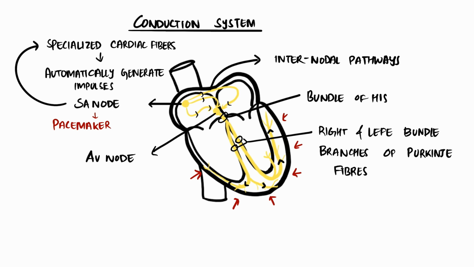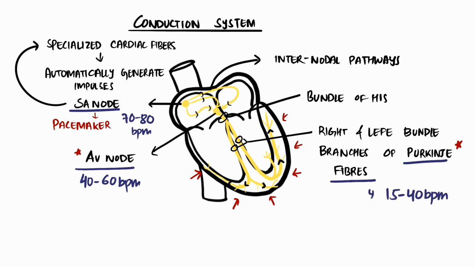However, the only difference among the SA node, AV node, and Purkinje fibers as pacemakers is the discharge rate of these impulses. The normal rate of the sinus node is 70 to 80 times per minute, whereas for the AV node it is 40 to 60 times per minute, and Purkinje fibers discharge at 15 to 40 times per minute. So this is the conduction system of the heart.